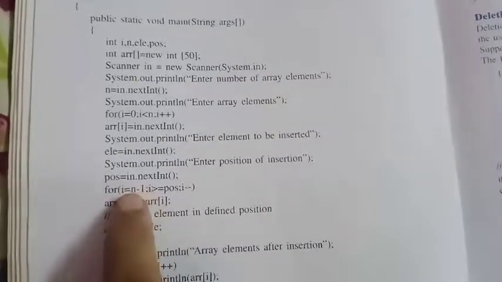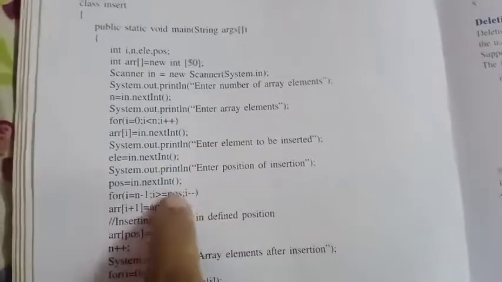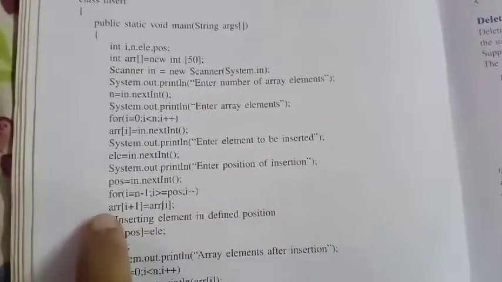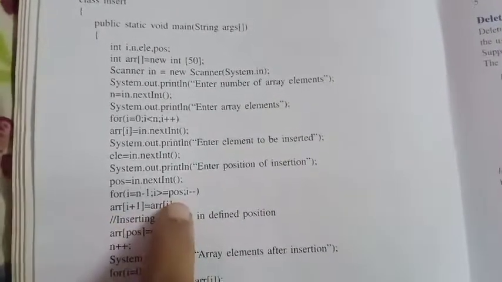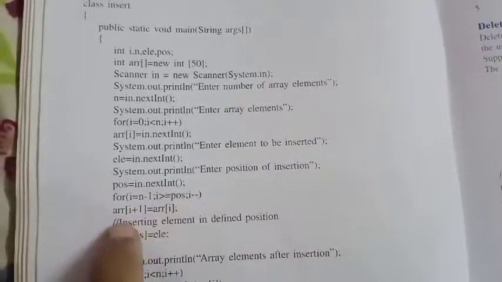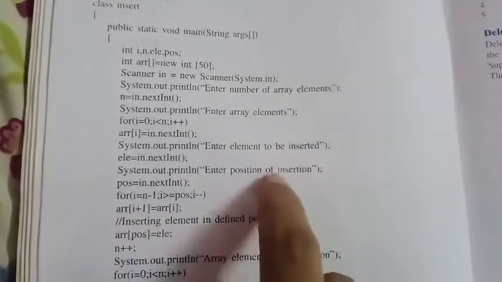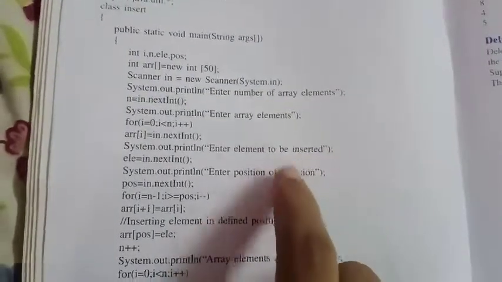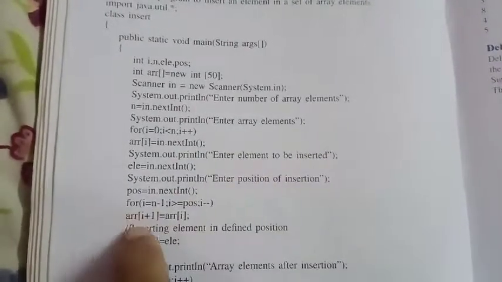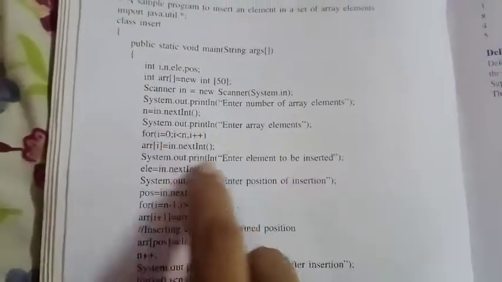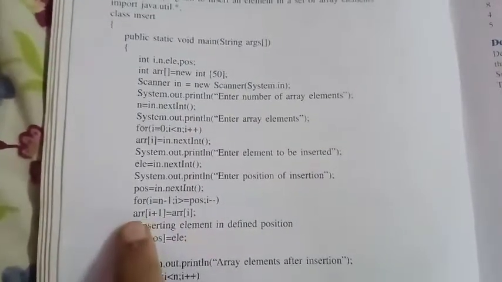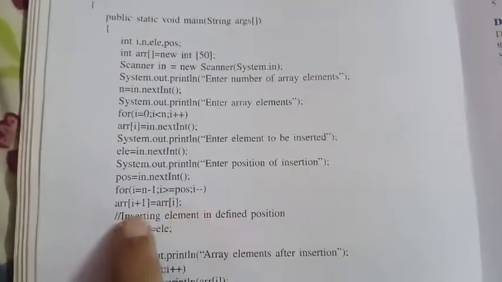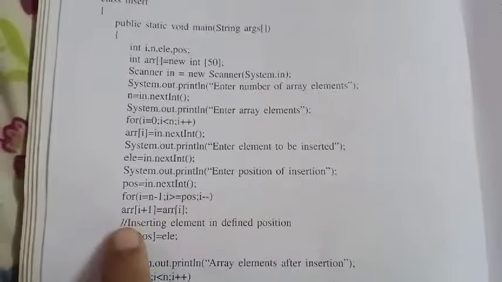So if i is equal to 4, array of i will have the last element, and this should be shifted to the right. That is the reason we have given i plus 1. So this last value in array of 4 will be shifted to array of 5, because you are inserting one element, and the length of the array will also change. That's why we give array of i plus 1 is equal to array of i. So in the right side position this value will be saved.